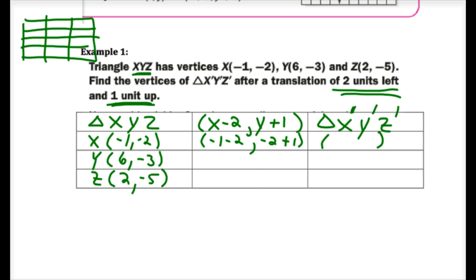What's -1 minus 2? And -2 plus 1? -1. And that is X prime. I should have put it first, but I'll do that on the next ones. See if you can figure out what Y prime and Z prime are and fill in that middle column. I'm going to take my x, 6, and subtract 2, comma.